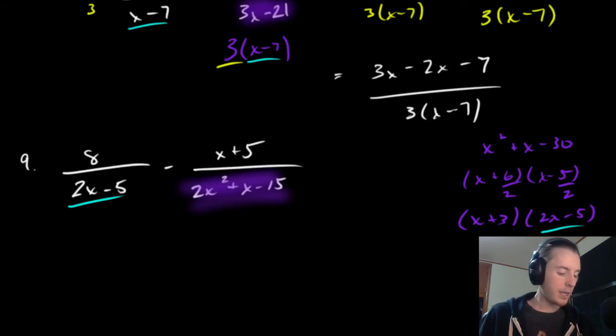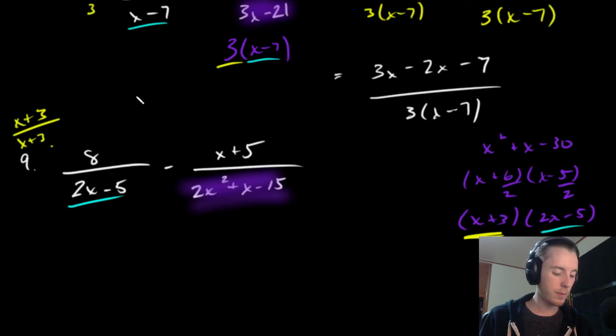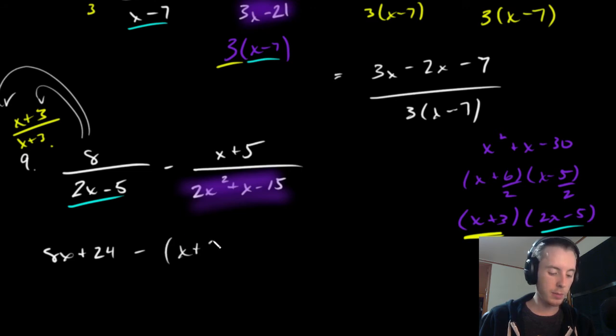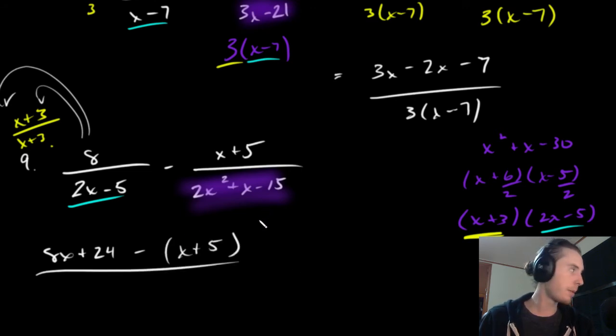If you notice, we need to share the x plus 3, because this other left side does not have an x plus 3. So we're going to share an x plus 3 over x plus 3. And that's going to get us... So I'm going to go ahead and distribute in. That's going to get 8x plus 24. And then I'm going to go ahead and combine over here. Minus x plus 5 over that big denominator.